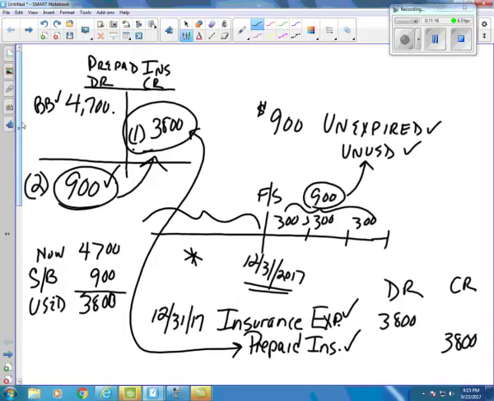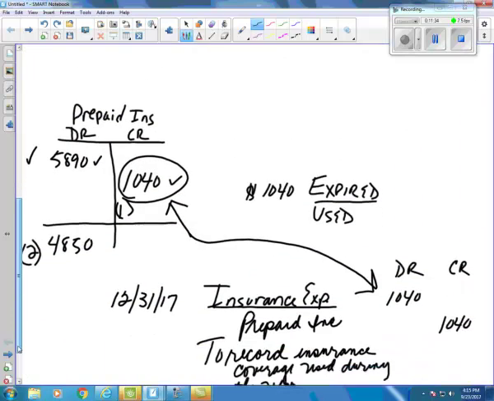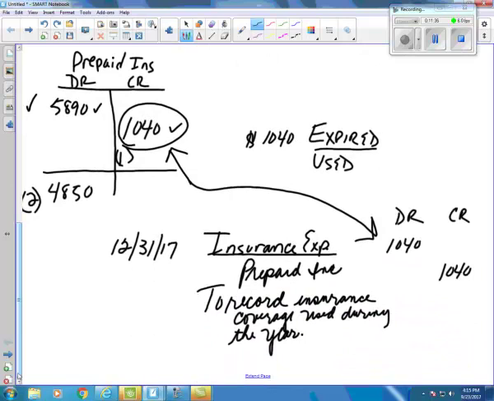And on a test or a quiz, I could give you either set of numbers. I could either tell you the unexpired insurance, in which case you have to figure out how much has expired. And the unexpired is the balance remaining. Or I could tell you how much has been expired or used. And in that case, that is the amount of expense for the period. You get to just use it without doing any additional math.